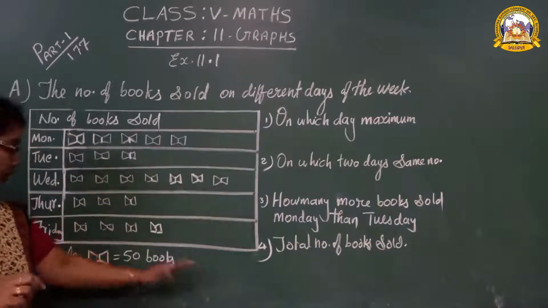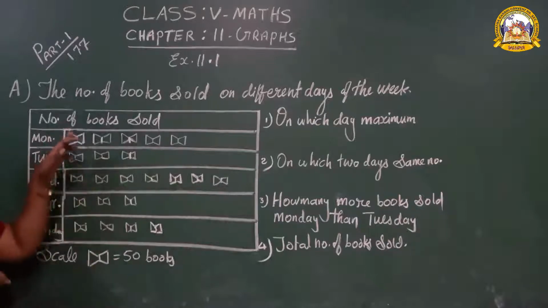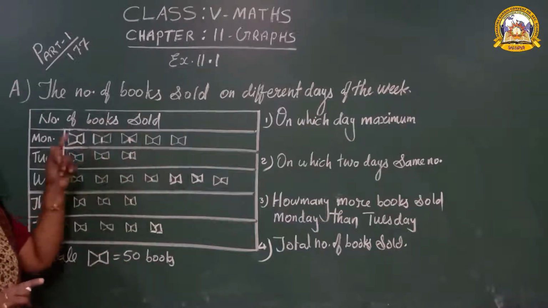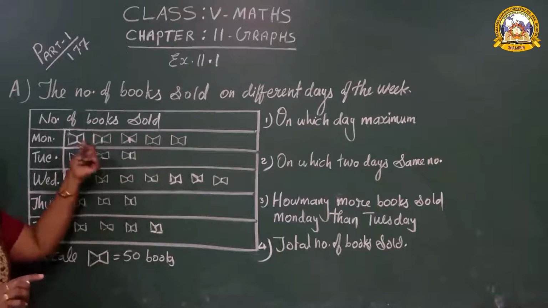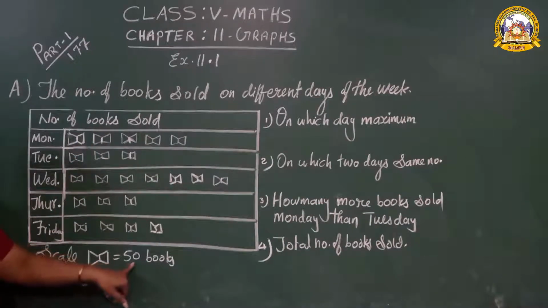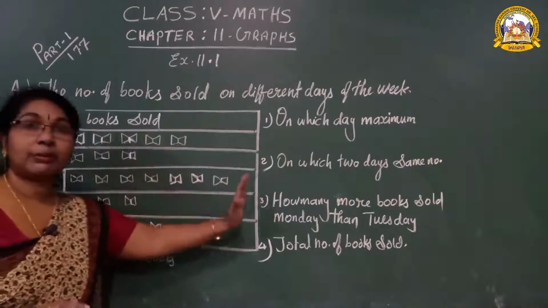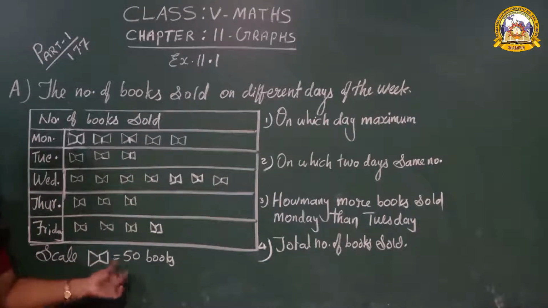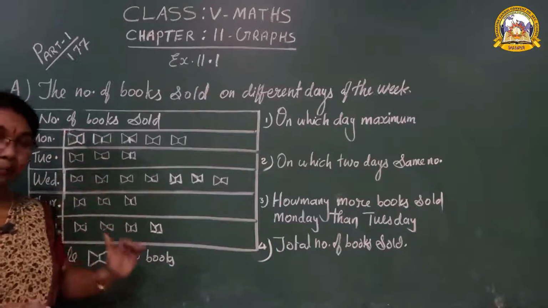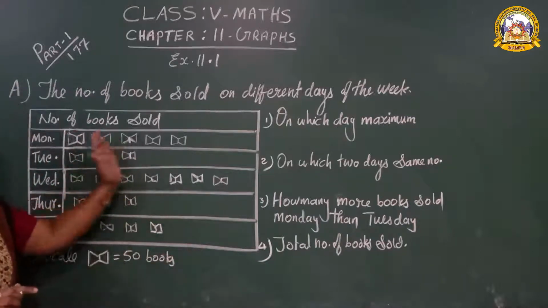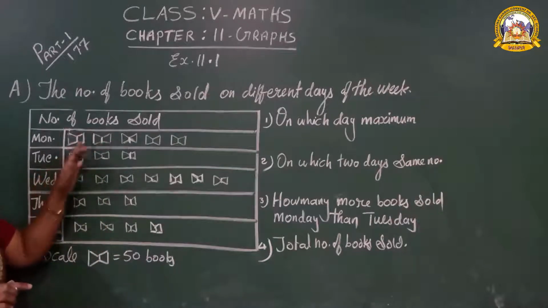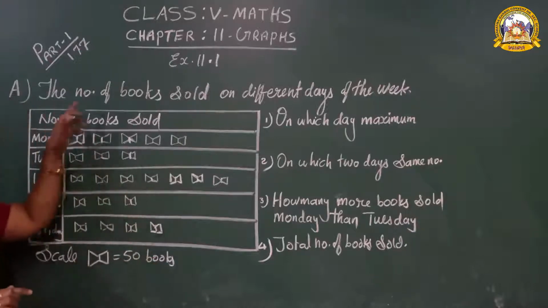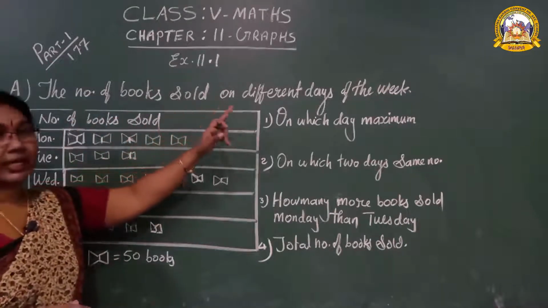In each pictograph it will give one scale. That means one symbol or picture represents how many items. Here in this first question, it is the symbol of books. One picture shows how many books? 50 books. From your copy or books, we cannot draw 50 books, 100 books like that. So the easy way, it will give one scale. Scale means one picture or symbol represents how many items. One symbol means how many books, students? 50 books. So look here, number of books sold on different days of the week.